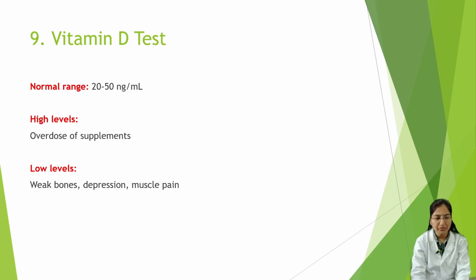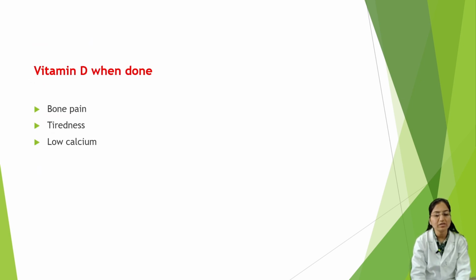We'll see the next one, that is vitamin D test. Normal range is 20 to 50 ng per ml. If this vitamin D level increases, it means overdose of supplements. And if it is low, weak bones, depression and muscle pain we can see. This test is done in cases of bone pain, tiredness and low calcium.